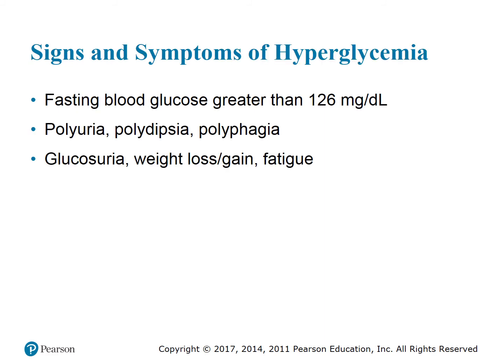Next slide. All right, so again, they're calling the hyperglycemia greater than 126. Polyuria, polydipsia, polyphagia, glucosuria, weight loss and or gain, and fatigue, which we've covered already.